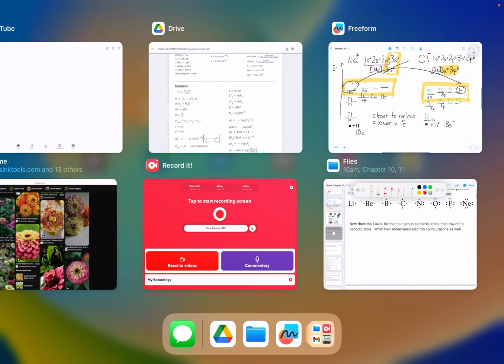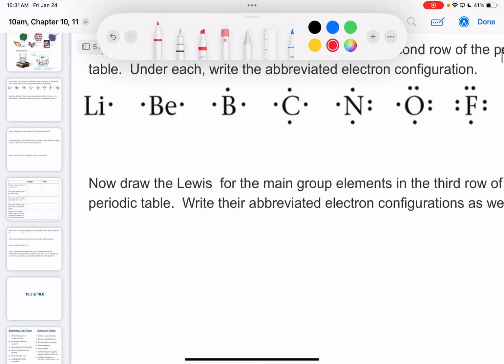Okay, let's move back to the notes really quick and just look at the first three elements. So lithium, beryllium, and boron. And then I want us to do the next row. So this is just a slightly different way. Instead of doing an orbital diagram, which is probably more complicated than we need, we're just going to draw the valence electrons surrounding the symbol.